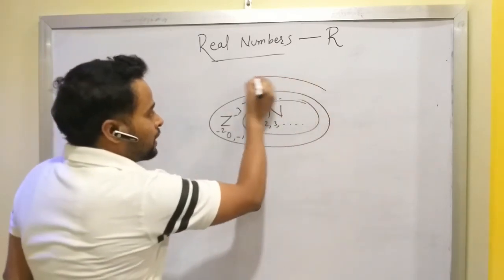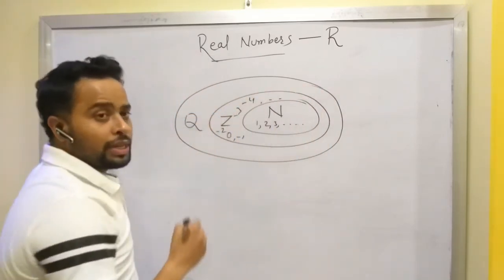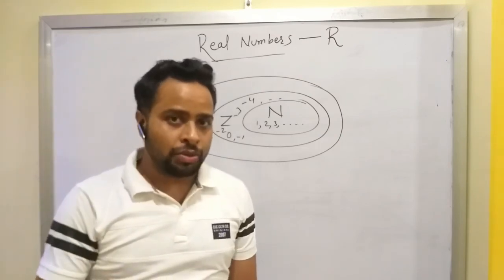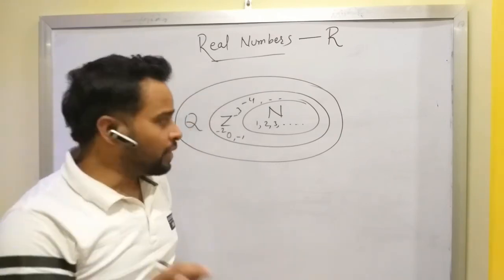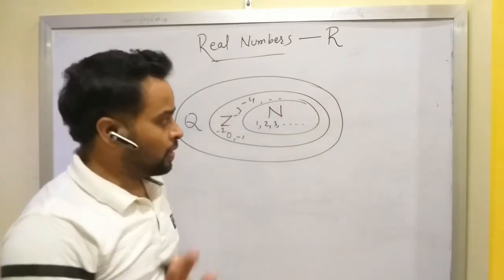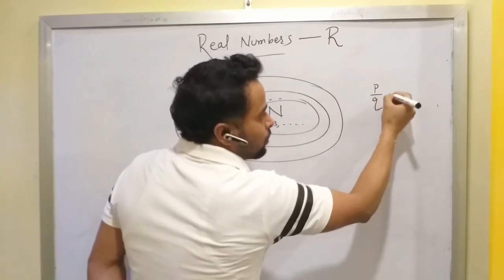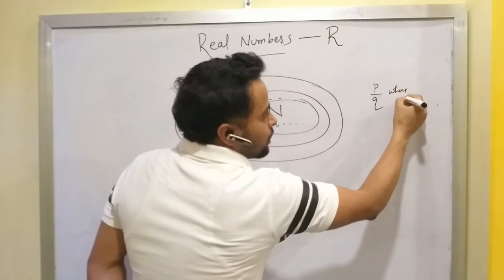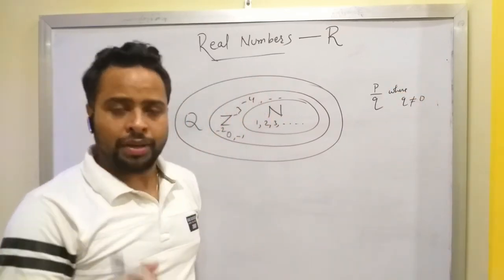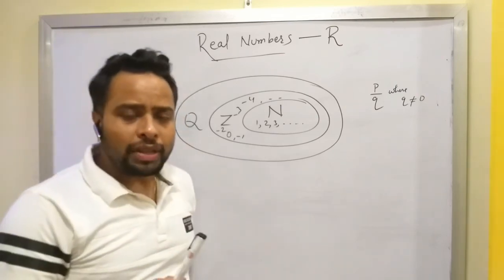Then there is another bigger set you can think of. This is Q. Q is rational numbers. What are those rational numbers? If you want to define them, first of all you will tell that all integers are rational numbers, because rational numbers can be expressed in the form p by q, where q is not equal to 0. This was the definition which you had learned earlier, isn't it? Now what kind of numbers are rational numbers?